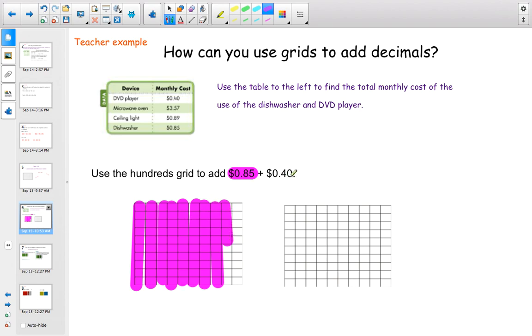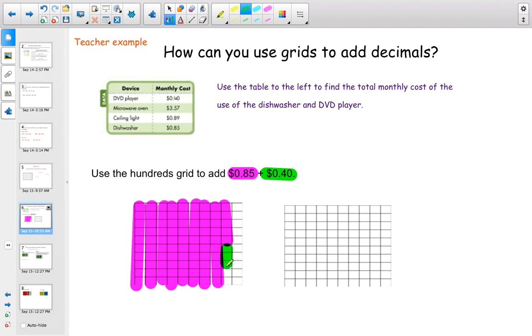Now I have to add my 40 cents, which is the cost of the DVD player to use for a month. So I'm going to switch colors so that I know which one is my dishwasher and which one's my DVD player. We're going to use green to represent the 40 cents that the DVD player costs. I'm going to start right where I left off with my 85 cents. 40 cents is going to equal 40 squares. So we're going to have to go over to our second hundreds grid here.